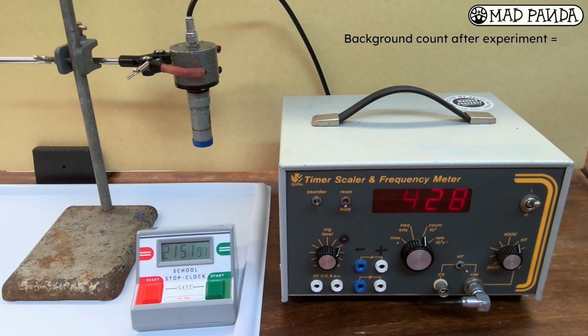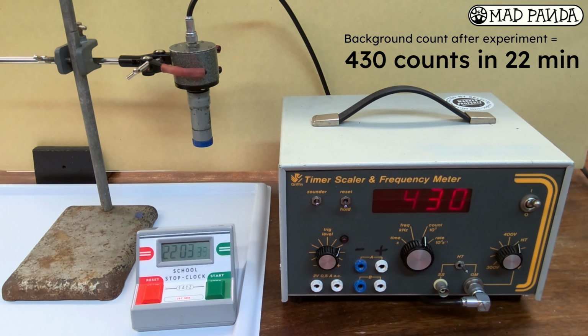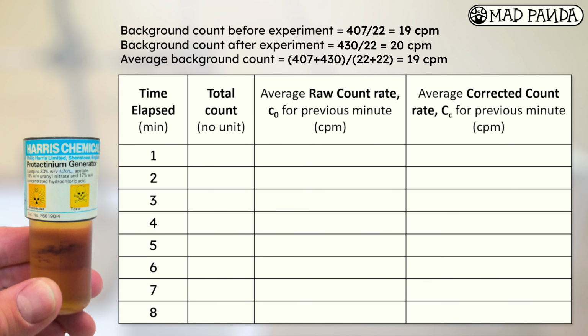Now that we've achieved our criterion of a minimum of 400 counts, let's take a reading once the stop clock hits 22 minutes again, same as last time. I make that 430 counts in 22 minutes, so you can make a note of that and then calculate the average background count. Note that best practice is, rather than combine the rounded results for the counts per minute at the start and the end, combine the total number of counts as shown on the screen and then round the final value to the nearest whole number.